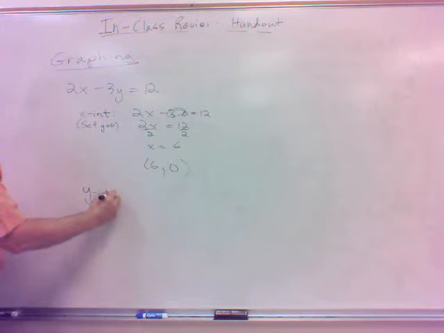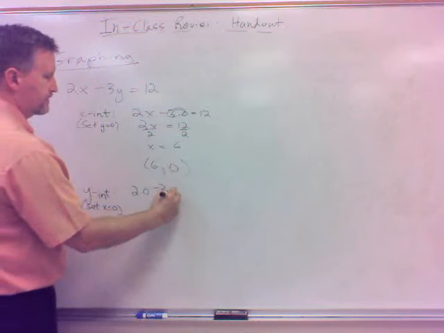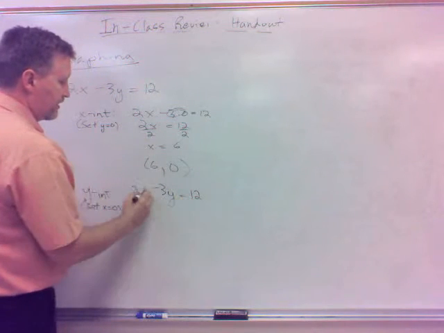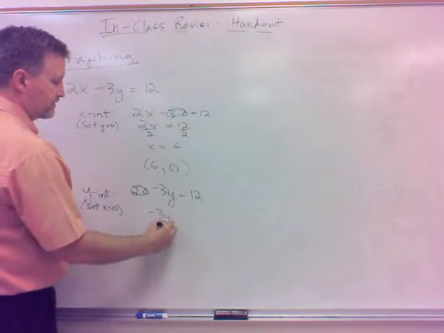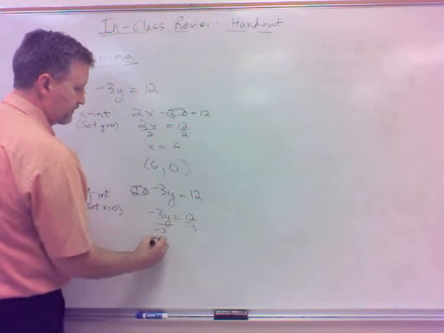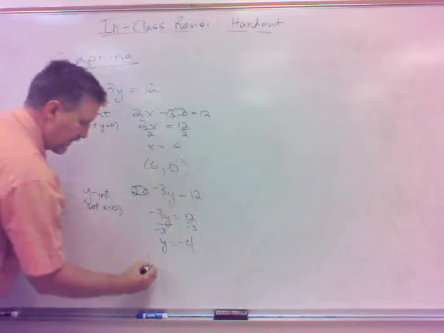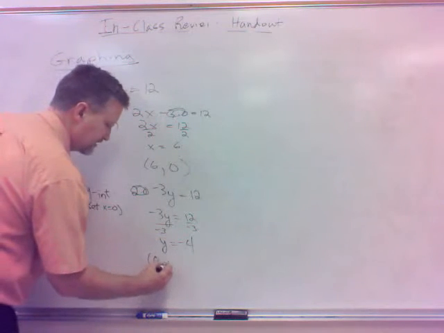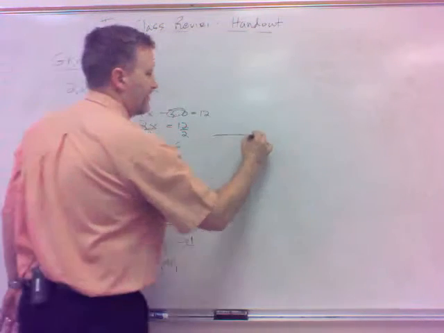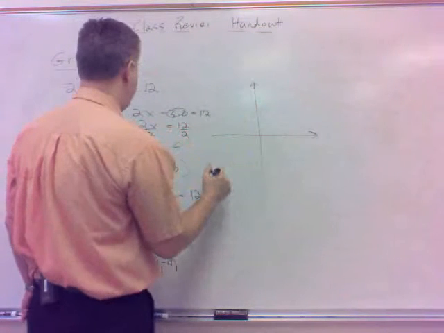Then on the reverse side of that, the y-intercept, we set x to be 0, and so that'll be 2 times 0 minus 3y equals 12. That's 0, so that's minus 3y equals 12. And so divide by negative 3, we have y equals negative 4. So that would be y-intercept 0, negative 4. That gets me enough there to graph it.